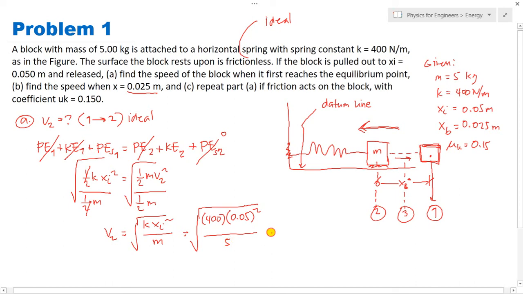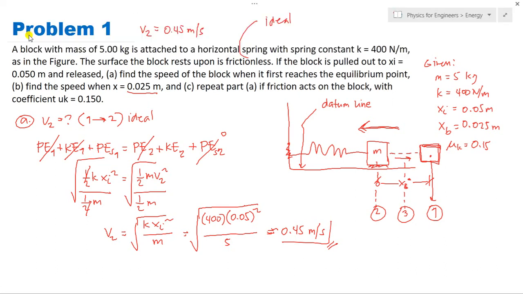Okay, so V2 now is the square root of 400 multiplied by 0.05 squared divided by 5. The answer is approximately 0.45 meter per second. So that is the velocity when it reaches the equilibrium point. So V2 is equal to 0.45 meter per second.